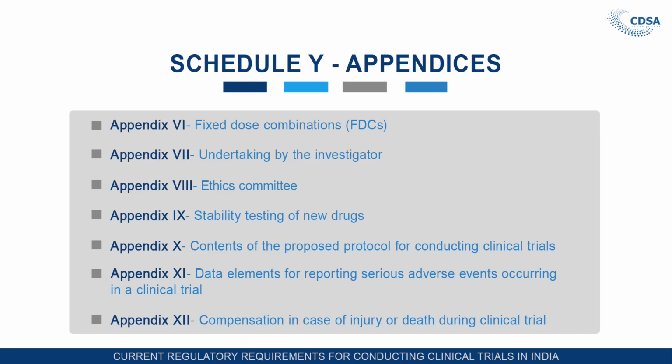Appendix 7 is the undertaking by the investigator. What are the elements that have been given in this undertaking, and how the undertaking has to be given by the principal investigator or his subordinate investigator, is given in Appendix 7. Appendix 8 is about the ethics committee. So, the composition of the ethics committee, the responsibility, how much the quorum should be, and everything about the ethics committee is given in Appendix 8.